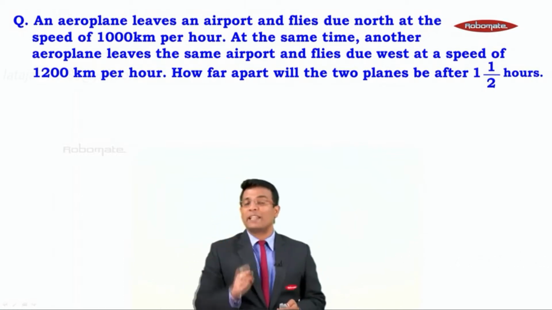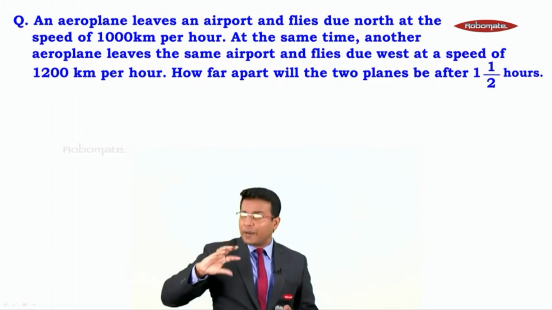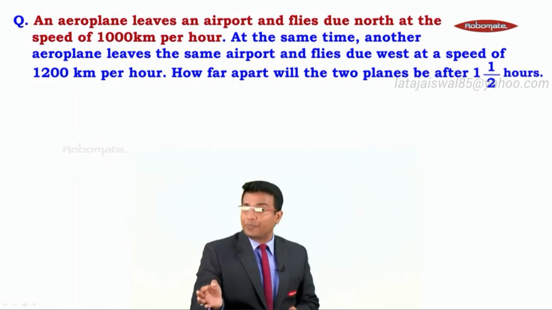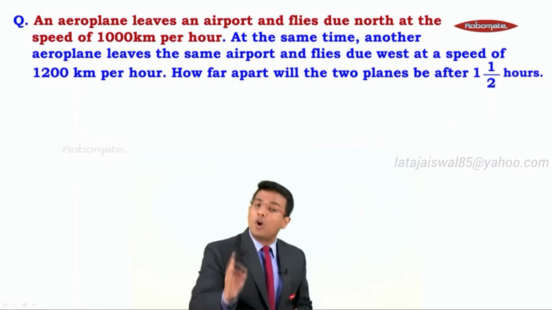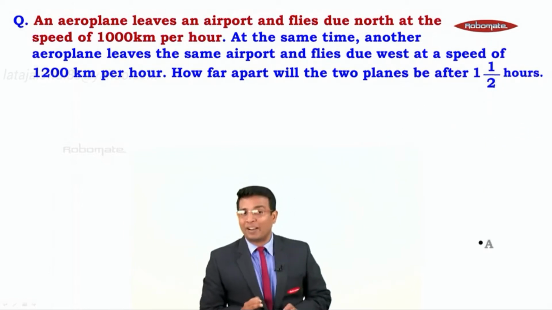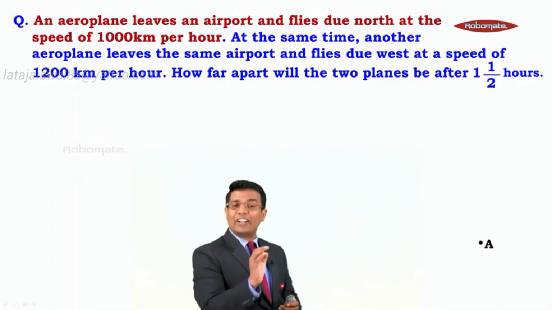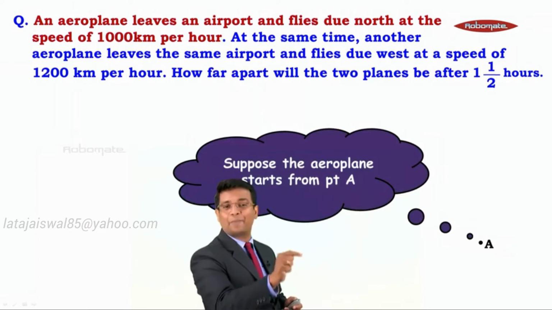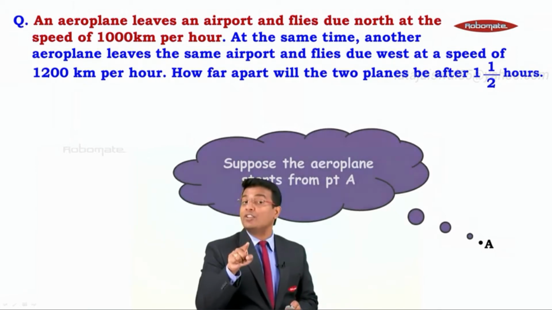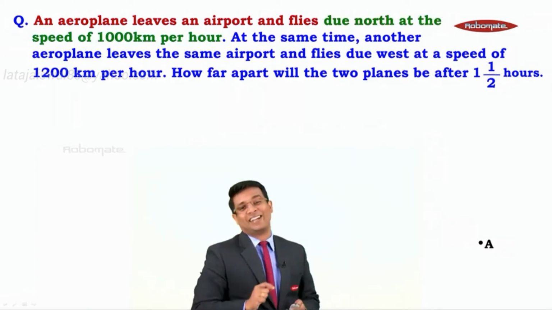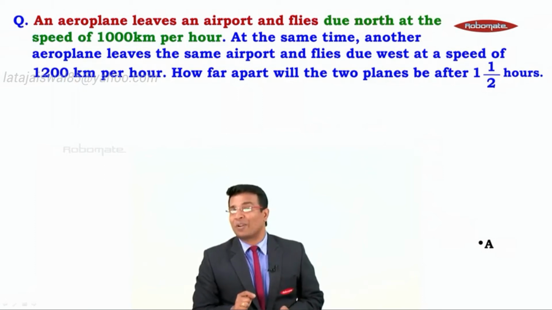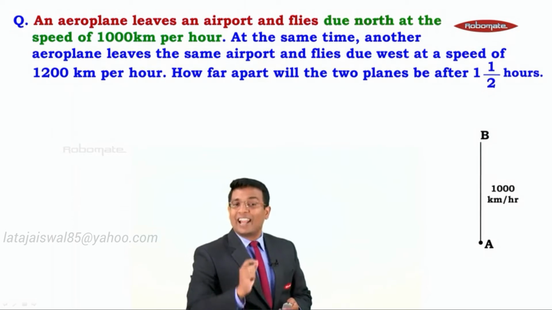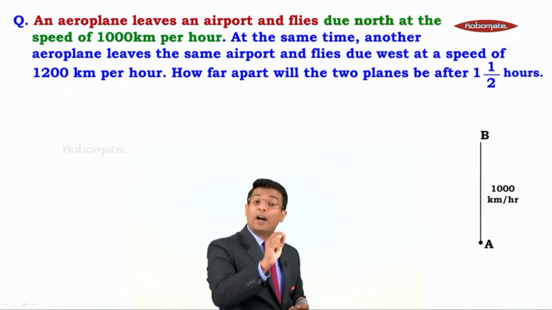Now, this is what the sum says. Let's understand this. Let's present this in a diagrammatic way. It says an aeroplane leaves an airport and flies due north at a speed of 1000 km per hour. So we consider a point A and suppose the aeroplane starts from this point A and flies due north at the speed of 1000 km per hour. That means it is moving towards the north direction, at a speed of 1000 km per hour.